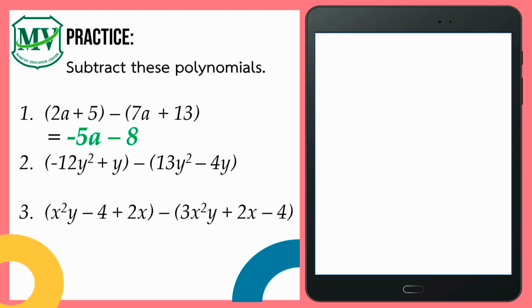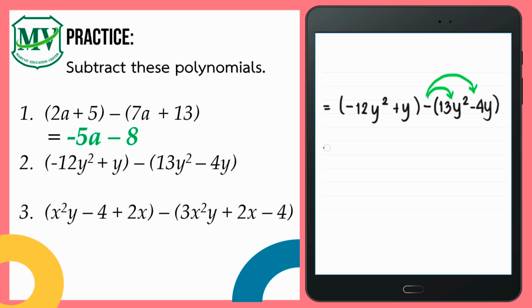Question number 2. The quantity of negative 12y squared plus y minus the quantity of 13y squared minus 4y. Step number 1. Reverse the sign of each term that we are subtracting. Distribute the negative sign to the term inside the parentheses. So 13y squared becomes negative 13y squared, negative 4y becomes positive 4y.